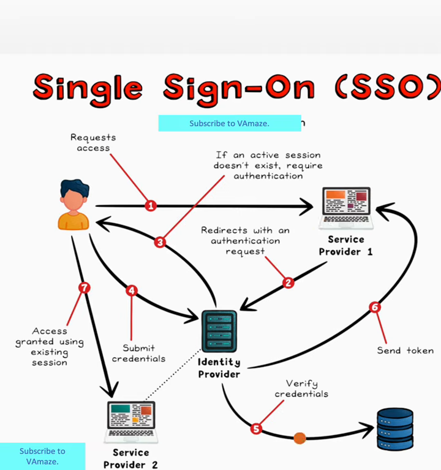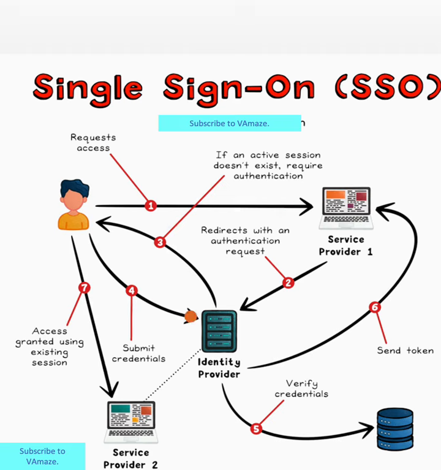Step 6. Token generation. Once the credentials are verified as valid, the identity provider generates a secure token. This token serves as proof of authentication and contains information about the user's identity and permissions.